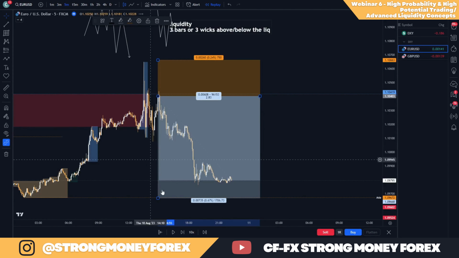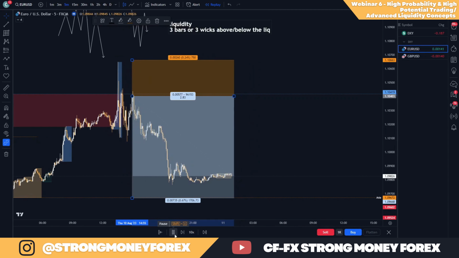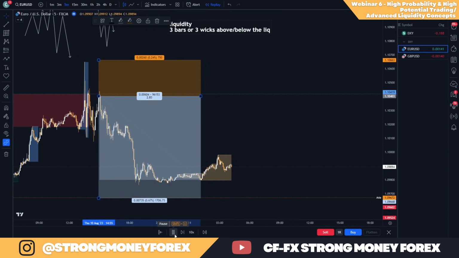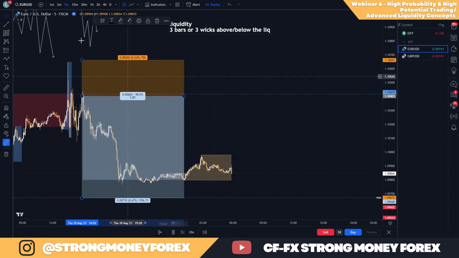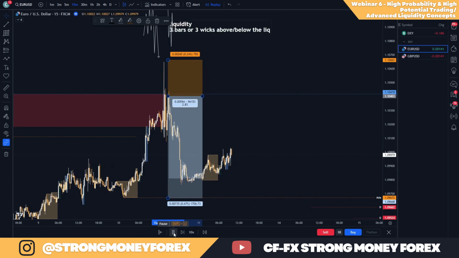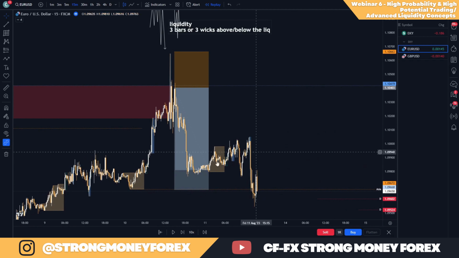Let's jump up a time frame, see if it speeds it up a little bit. Let's take out that Asia low. Come on. We're going to get there. There we go.